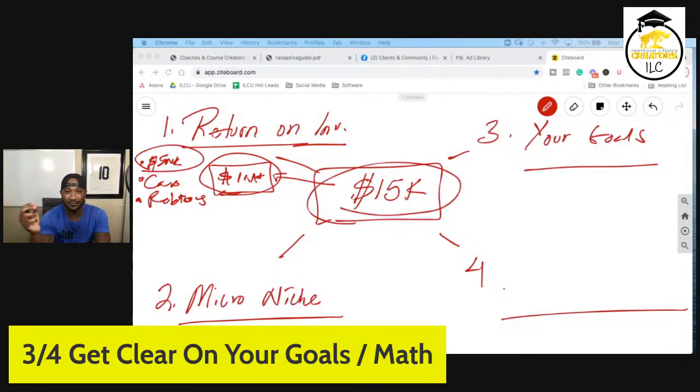Math creates belief, right? Math creates belief. So when we do the math, when we set our goals and we're really clear on our goals, we can look at this projected price that you want to charge for your coaching program. Is it in alignment with your goals? Is it in alignment with the return on investment? Is it in alignment with the micro niche? And then that leads you to number 4, the delivery.